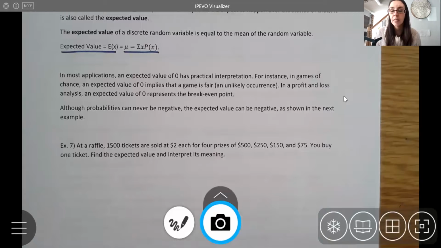And although probabilities can never be negative, expected value can be negative. So that's something to keep in mind. And again, we tend to see that a lot with games of chance, or if there's a chance that we're going to lose money. So you can have negative outcomes with things. It's just that your probability can't be negative. So there's two different ideas there.